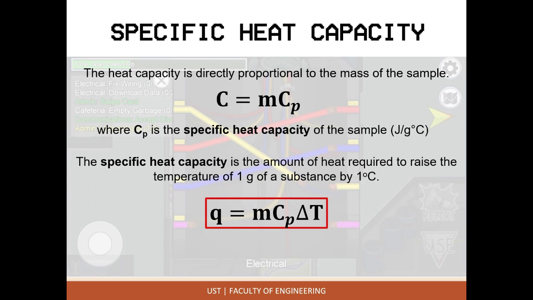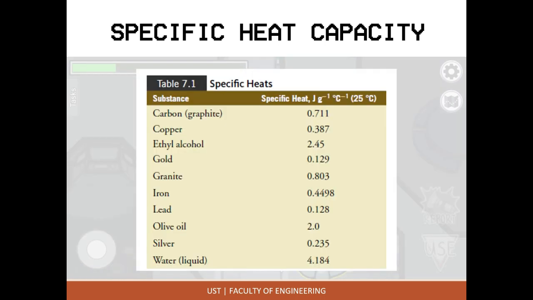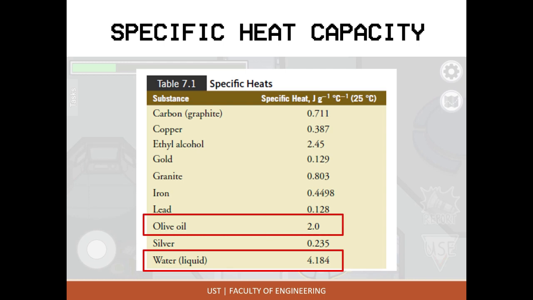Unlike the heat capacity, specific heat is independent of mass and volume because it describes how much heat must be added to a unit mass, meaning it is usually constant whatever the mass is. Unlike specific heat, heat capacity has a varying value depending on the mass. Here's a table of specific heats for various substances in joules per gram per degree Celsius. The higher the specific heat, the higher the amount of energy needed to raise its temperature. Therefore, water needs a higher amount of energy than olive oil to increase their corresponding temperatures.